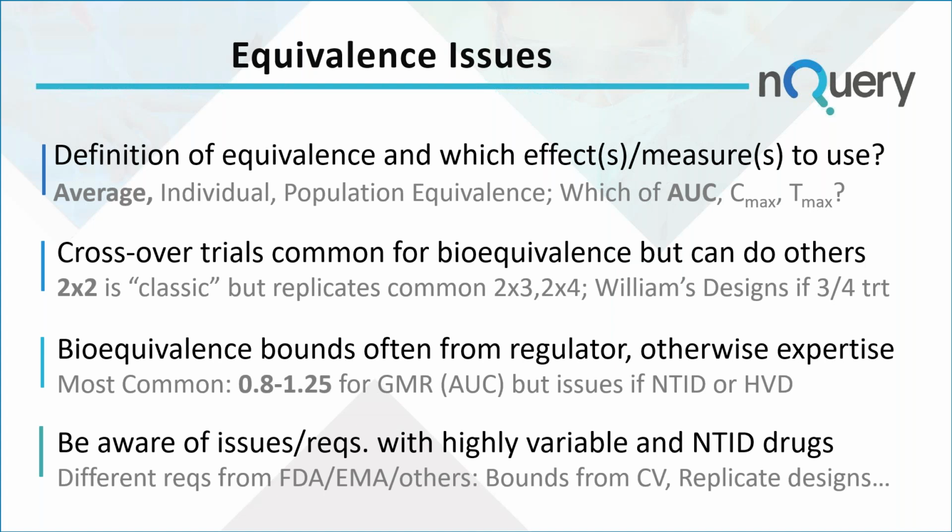And just to mention, geometric mean ratio just means working on the log scale effectively. So we're logging our AUC, we're logging our Cmax, and then comparing the ratio. And if you're looking at the logs, then you're looking at a normal distribution effectively, because these are assumed to be log normally distributed.